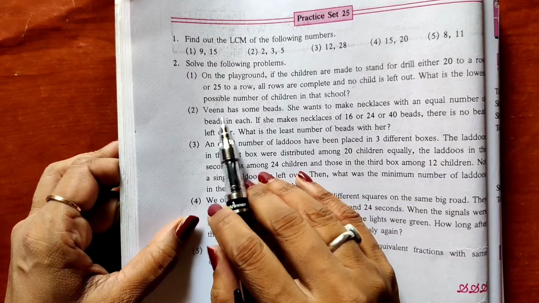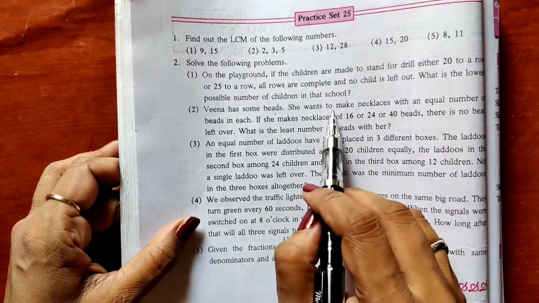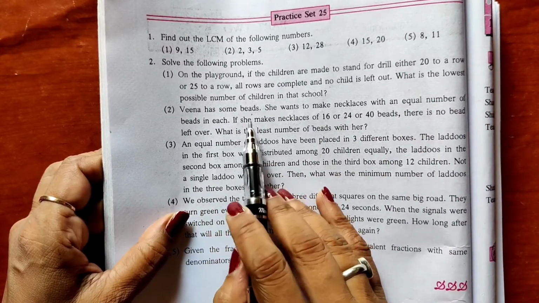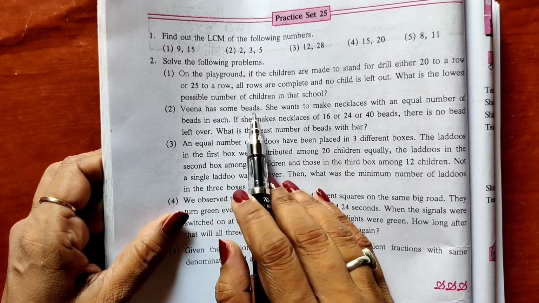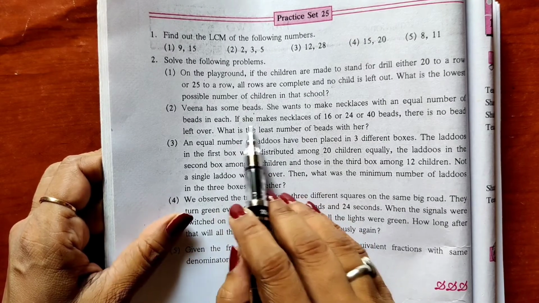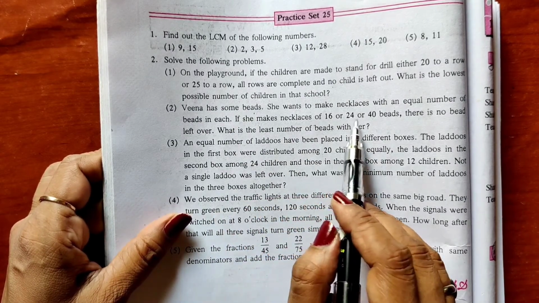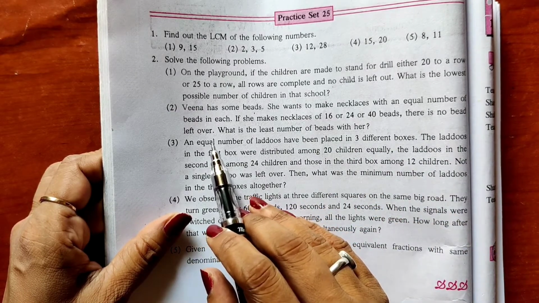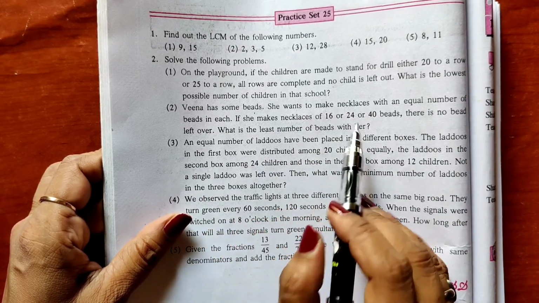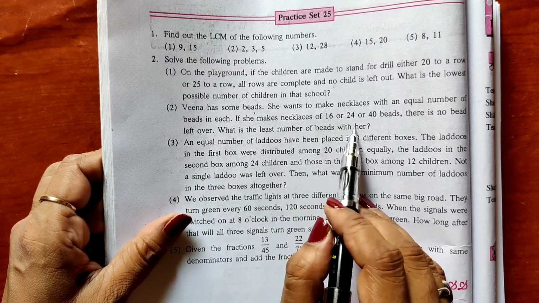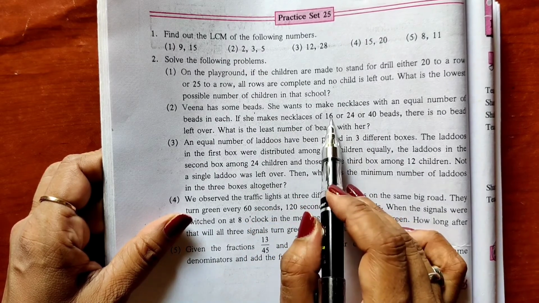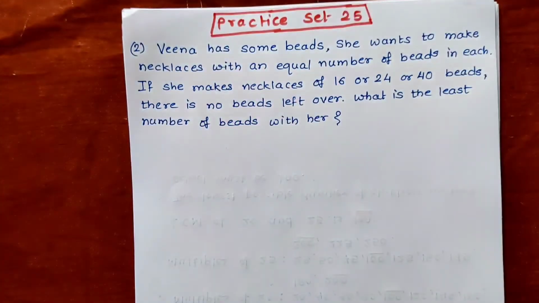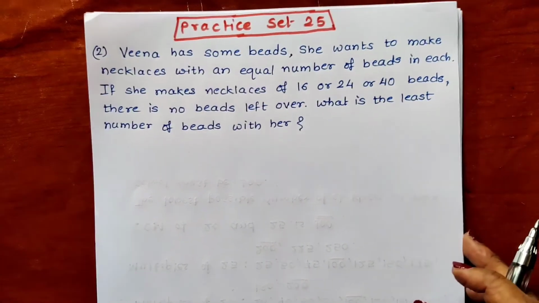Now question number 2. Veena has some beads. She wants to make necklaces with an equal number of beads in each. Okay, she wants to make necklaces of the beads she has. If she makes necklaces of 16 or 24 or 40 beads, there is no bead left over. What is the least number of beads with her? To find the least number of beads with her, what should we do? We have to find the LCM of 16, 24 and 40. Very easy. So let us do it. I have written the question as it is on my page.